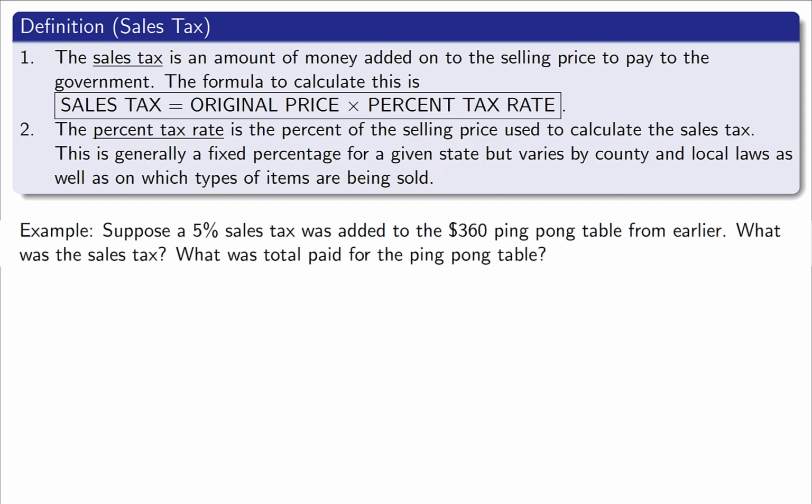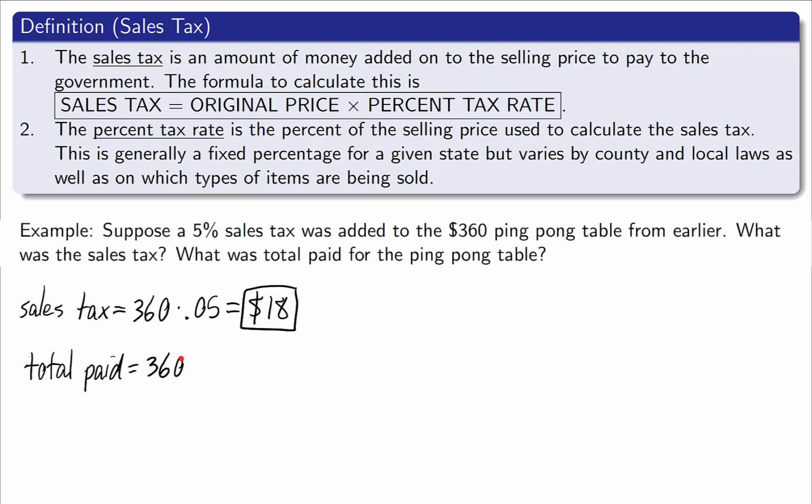Let's look at this example. Suppose a 5% sales tax was added to the $360 ping pong table from earlier. What is our sales tax? Well, let's use the formula. The sales tax will be the original price, which in this case is the amount that we're paying after the discount and everything. The $360 times the percent tax rate of 0.05, and I get $18 is how much tax I need to pay. And then we want to know what is the total paid for the ping pong table. We started with the $360 cost, and we're adding $18 for tax, which gives us a total of $378, including tax, for this ping pong table.